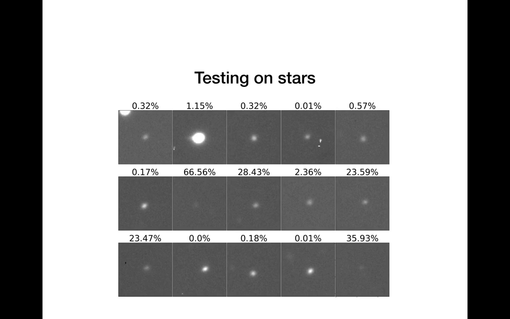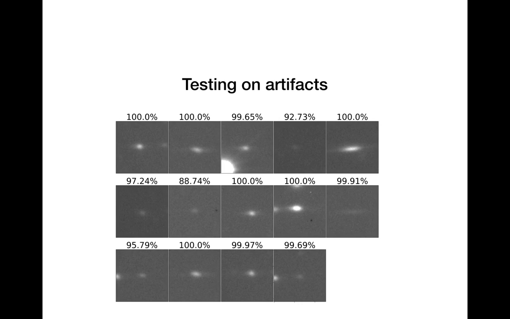Note that the classification score here is the prediction probability for the source to be an artifact. So for a star, we would expect the score to be close to 0. As we see here, most of these stars have scores very close to 0, except for one which has been classified as an artifact with 66% probability, in the second row and second column of this grid. Similar testing was performed on artifacts, and not only are all the artifacts correctly classified, but their classification probabilities were in the range of 90 to 100%.